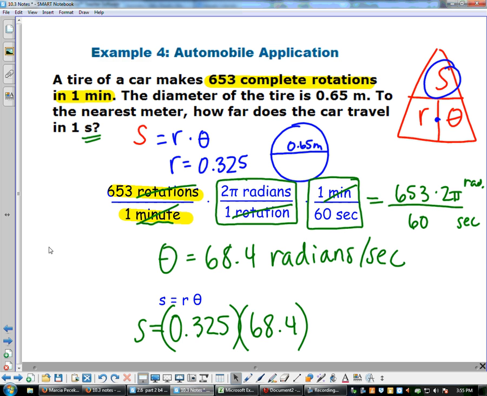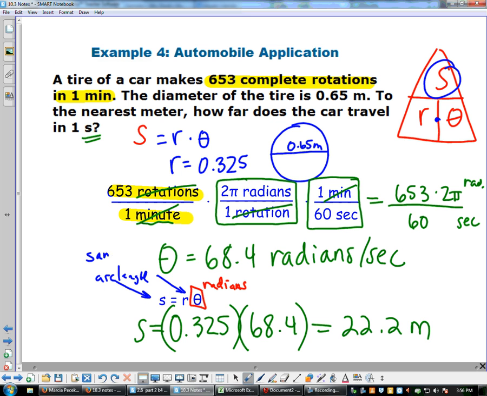And if we go back, we know that is in meters. So 22.2 meters in 1 second. Okay, and I do think it's good to point out that this has got to be in terms of radians, the angle measure's got to be in radians, and that the arc length and the radius are always going to be in the same units. So if you were given that the radius was in meters, we said 0.325 meters, then your arc length is going to be measured in meters also.